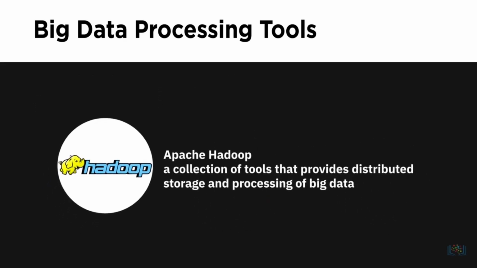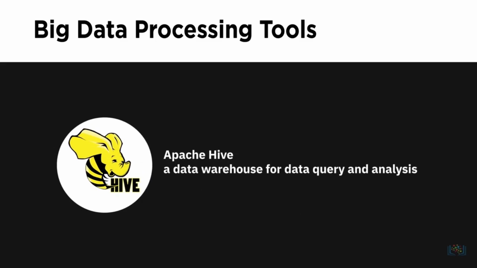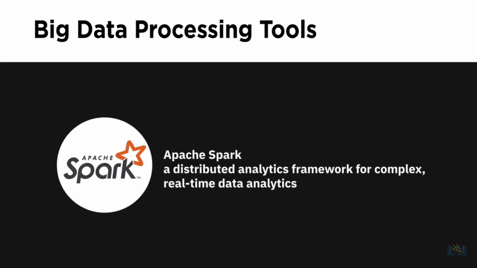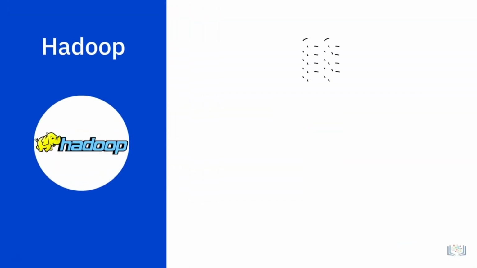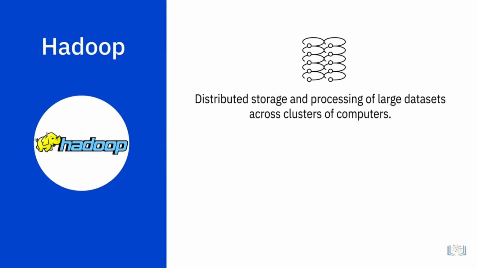Hadoop is a collection of tools that provides distributed storage and processing of big data. Hive is a data warehouse for data query and analysis built on top of Hadoop. Spark is a distributed data analytics framework designed to perform complex data analytics in real time. Hadoop, a Java-based open source framework, allows distributed storage and processing of large datasets across clusters of computers.